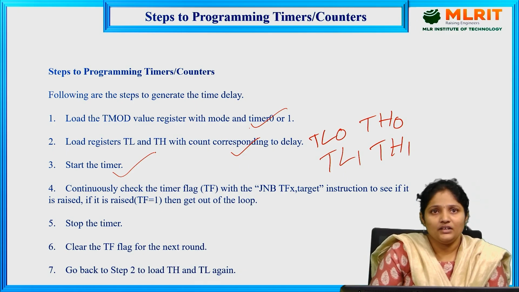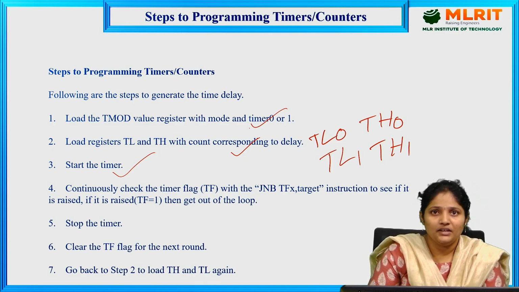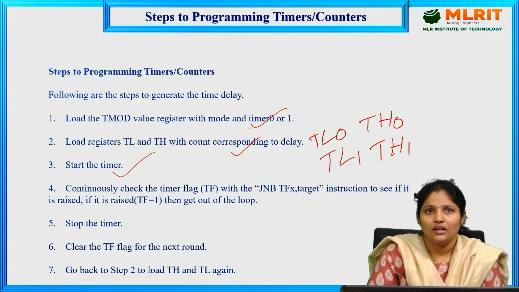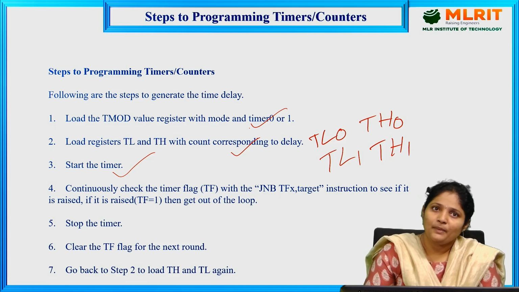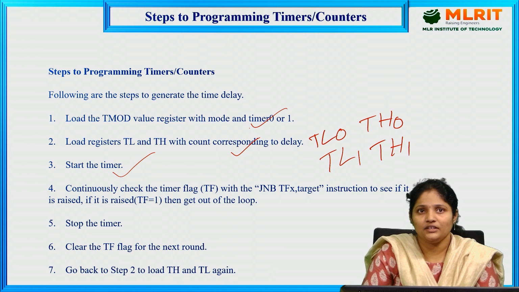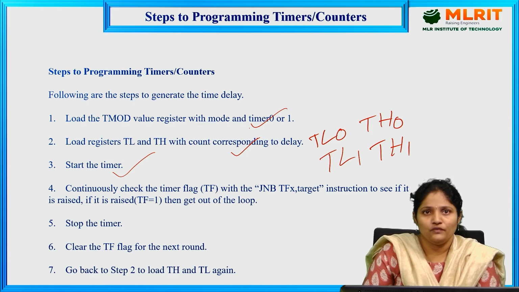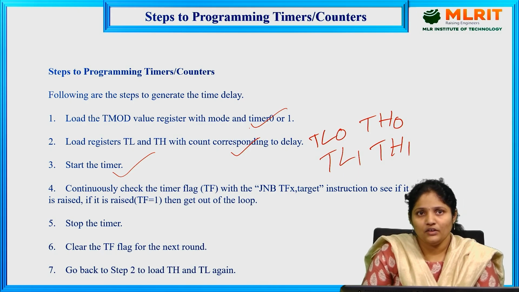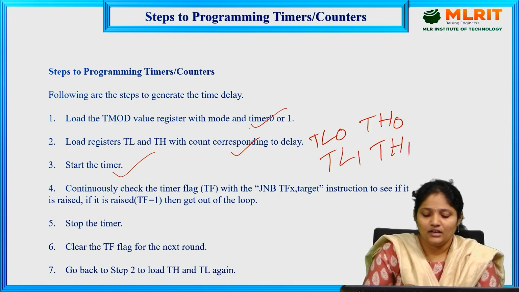After starting the timer, the timer flag continuously checks whether the overflow has occurred. As I already told you, if the timer reaches the maximum count, then it will get back to the least count. That is nothing but the rollover case, also known as the overflow flag. If that timer overflows, then we have completed the delay time which we gave in TL0 and TH0. That is checked by using the instruction JNB, jump if no bit.